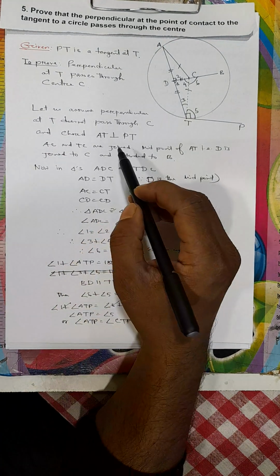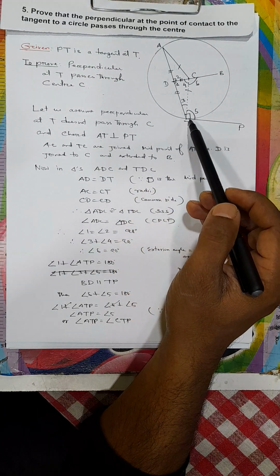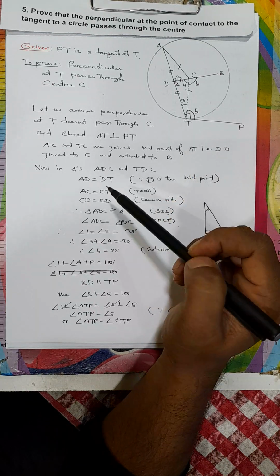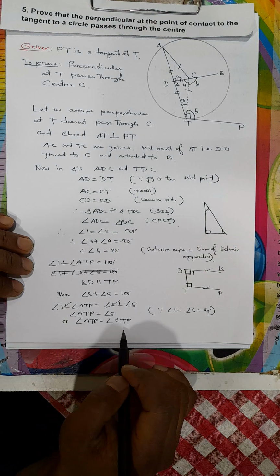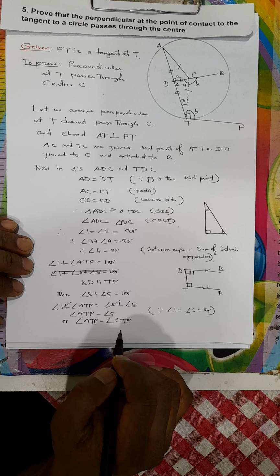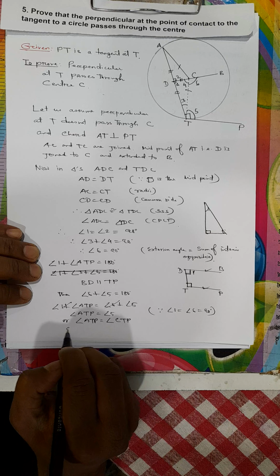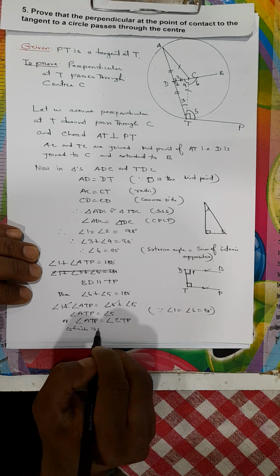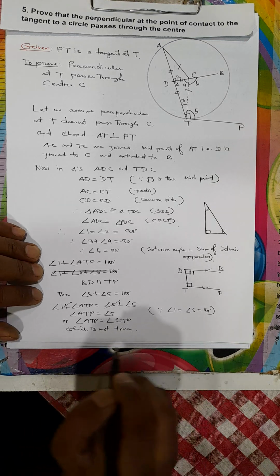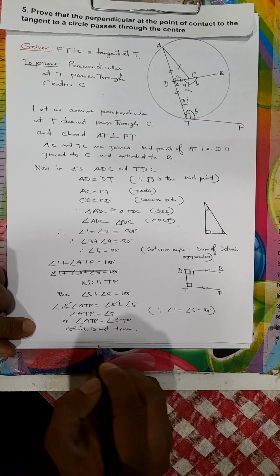If we assume that AT is perpendicular to PT, that means if we assume that the line which is not passing through the center is perpendicular to the tangent at T, then we find that angle ATP equal to CTP, which is not possible, right? ATP and CTP are different angles, which is not true, right? And that means our assumption is wrong.